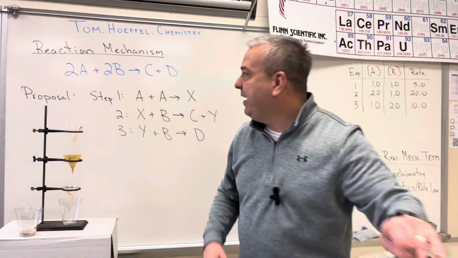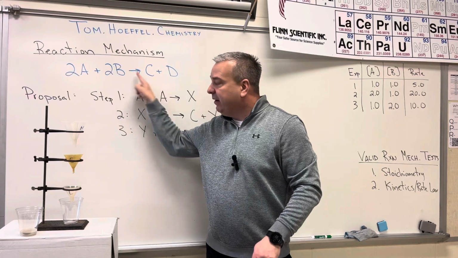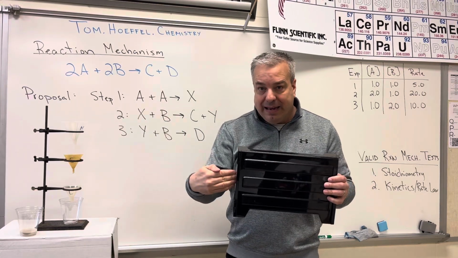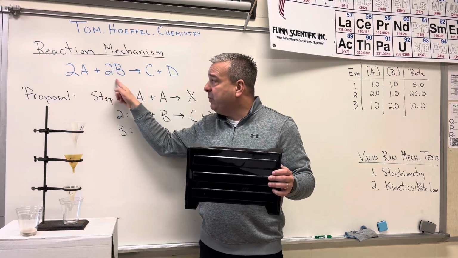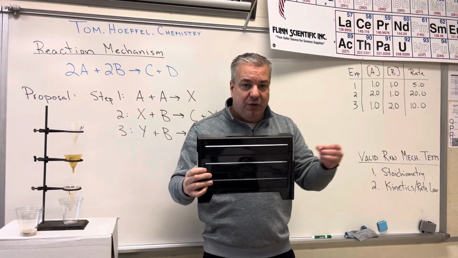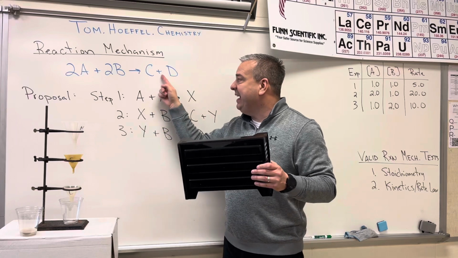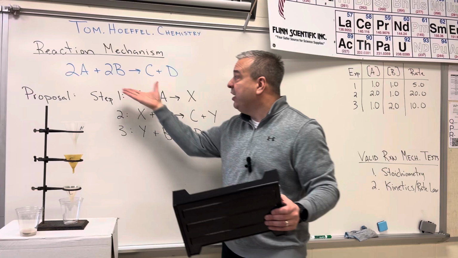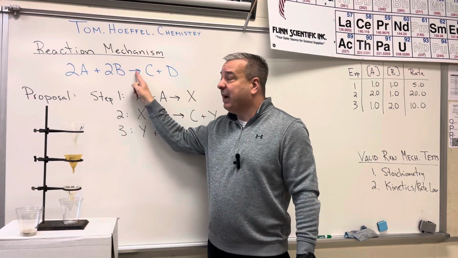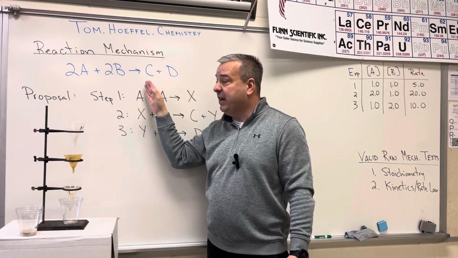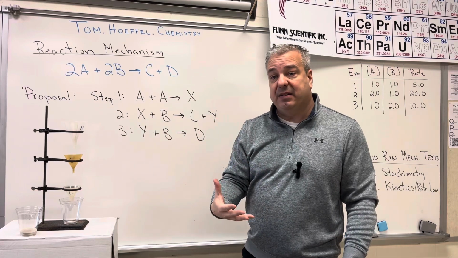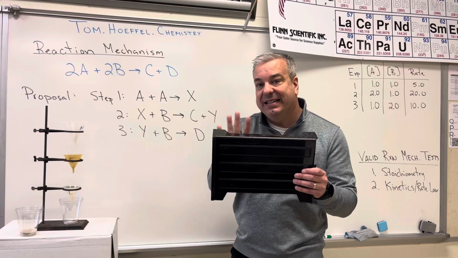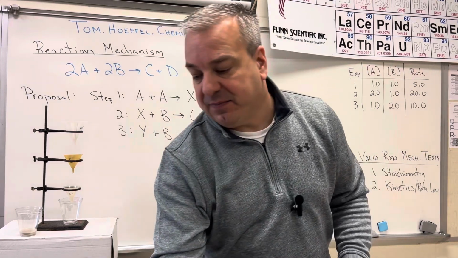So you can kind of think of this arrow right here as kind of like this mysterious black box. We know that the input is going to be 2A and 2B, and we know the output is going to be C and D, but what actually collides is kind of a mystery. You really don't know it just by looking at the balanced chemical equation. So what reaction mechanisms are is a description of what's actually happening inside the black box.